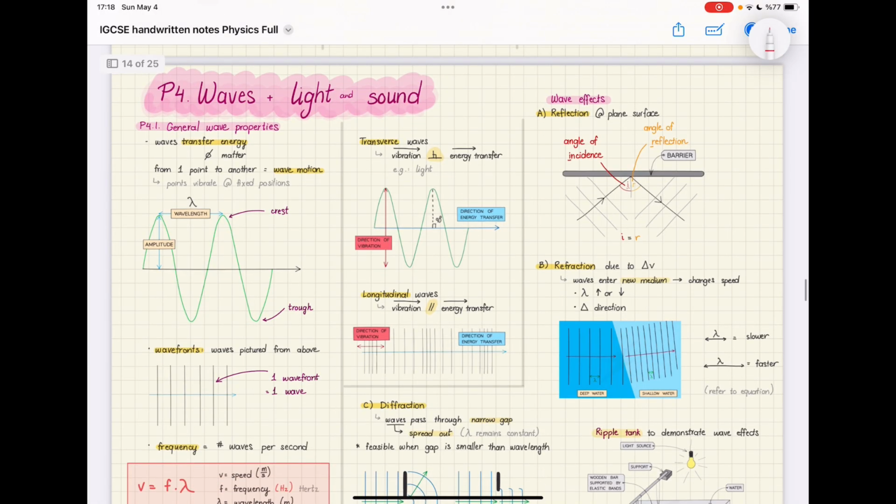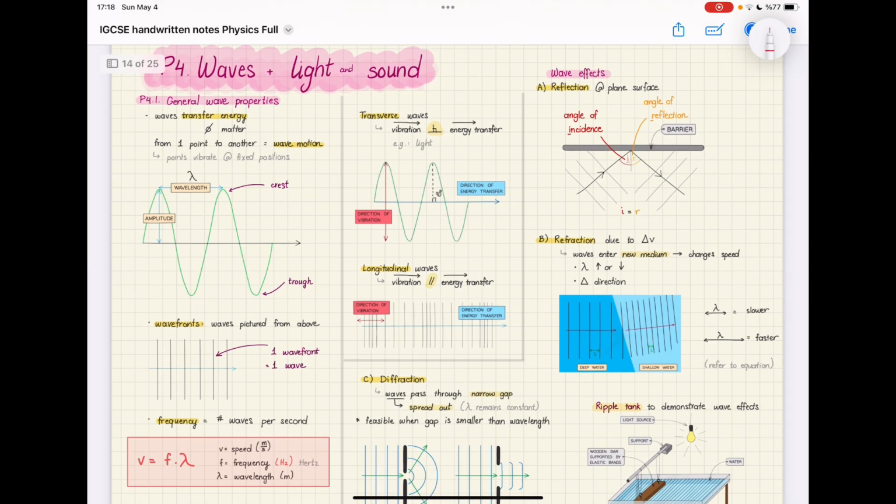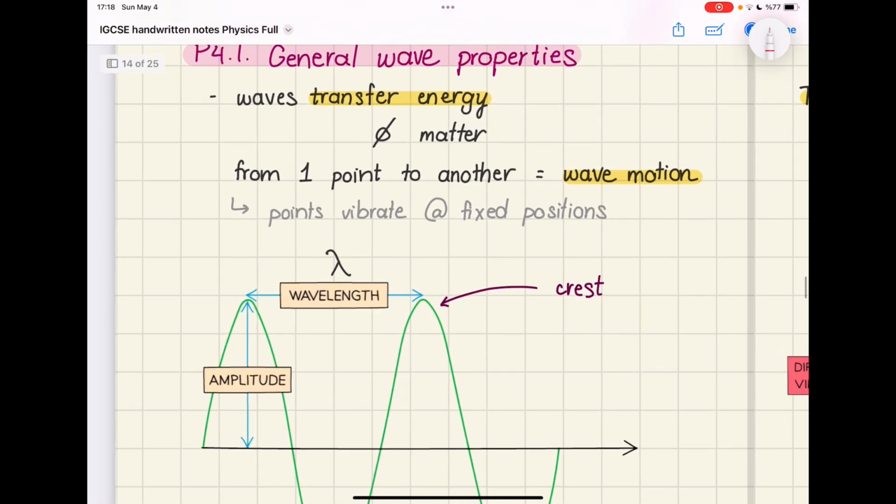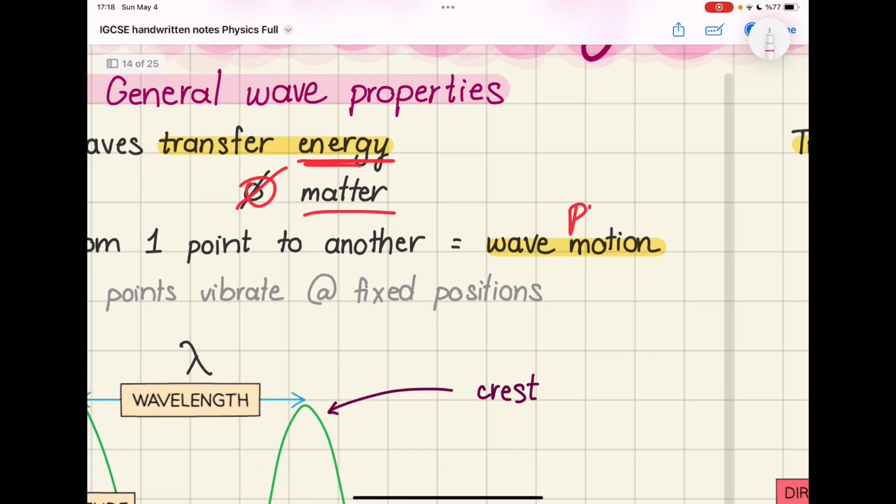Okay, so we are starting with waves, light, and sound. First, we would like to talk about general wave properties. General wave properties means to be able to define what a wave is. A wave is a transfer of energy and not a transfer of matter. That is something that is very important in the definition of a wave. So it's a transfer of energy and not matter from one point to another, which equals wave motion or wave propagation.